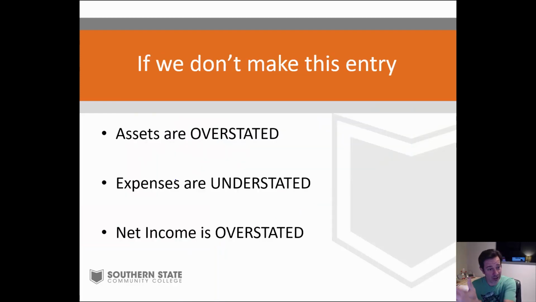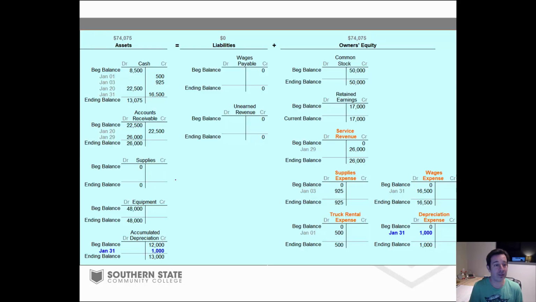Because your expenses are understated, your net income is overstated. You're reporting more profit than you really earned in that period. So it's a pretty big deal. In auditing class, we'll talk about accounting frauds that happened because people were playing around with their depreciation entries, not making them correctly. You put all that together, here's what we got.